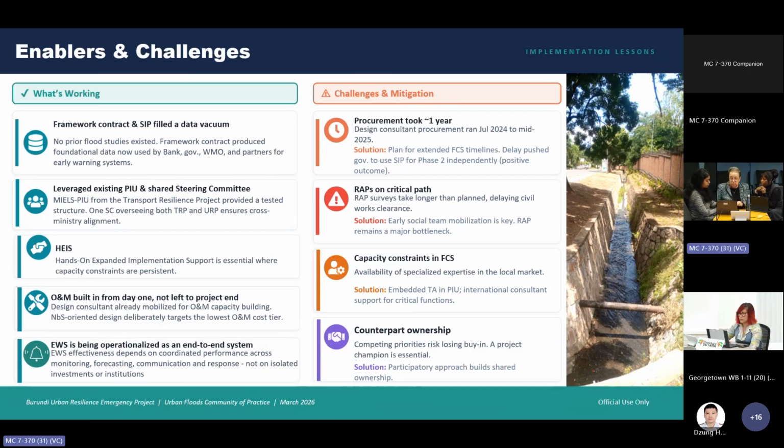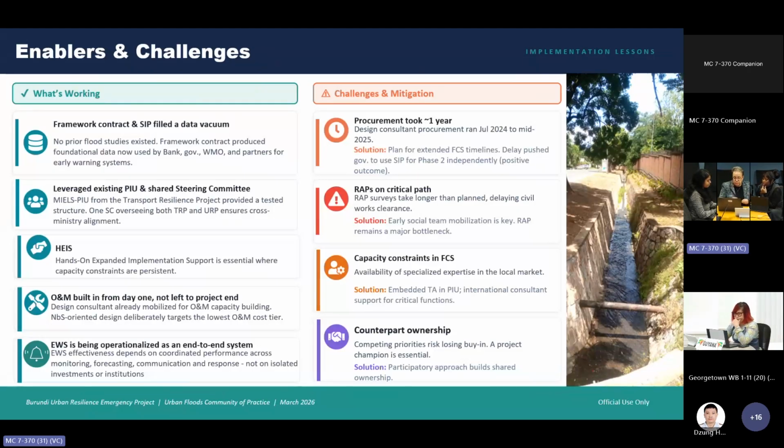And one of the key considerations as well is when you have multiple investments across a geographic scope, then packaging of how these investments are implemented and procured is important. Additionally, what we have found is that the resettlement process, and I spoke to this earlier, takes longer than planned, and it's often on the critical path of these projects, and therefore early social team mobilization is key, so that the RAP does not become a critical bottleneck.